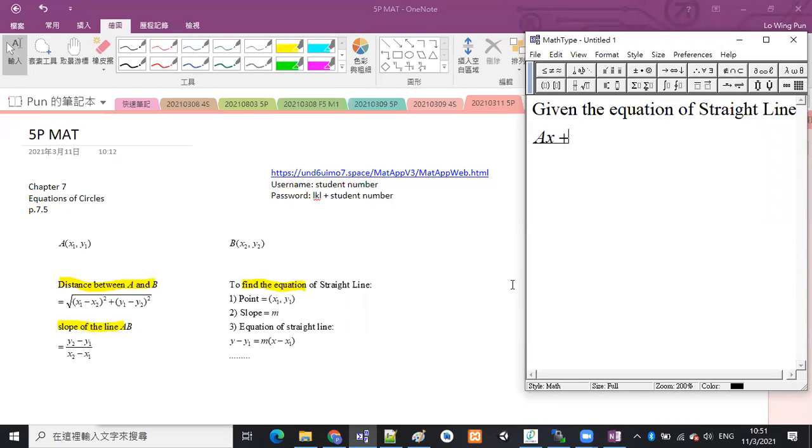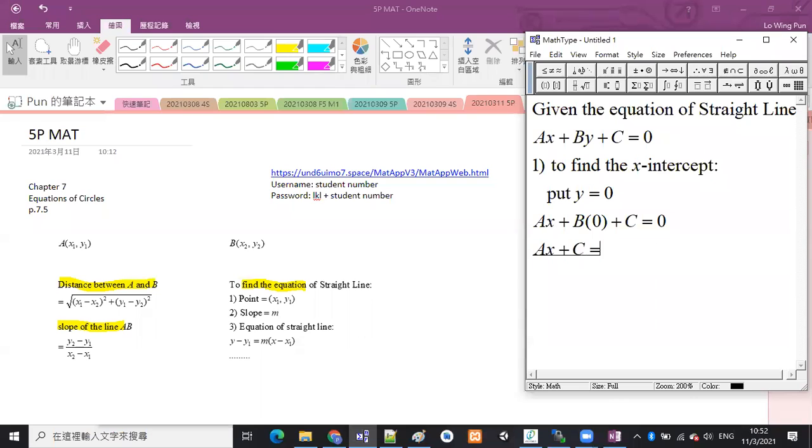Line is ax plus by plus c equals 0. Then we need to find the three important elements of a straight line. That is the x-intercept, the y-intercept, and the slope. Okay, to find the x-intercept, 應該大家都記得啦，係嘛？ we need to put y equals 0 and calculate the value of x. Okay, when y is equal to 0, so ax plus b0 plus c is equal to 0. And then ax plus c is 0, ax is equal to negative c, and then x is equal to negative c over a. And that is the x-intercept. Okay, negative c over a.